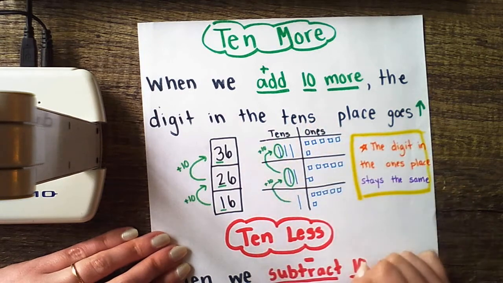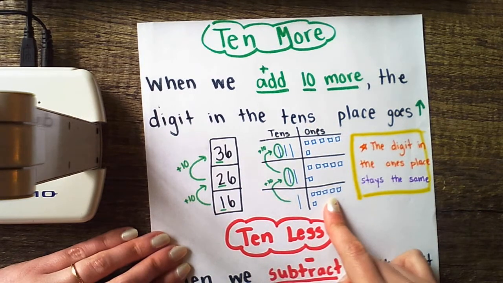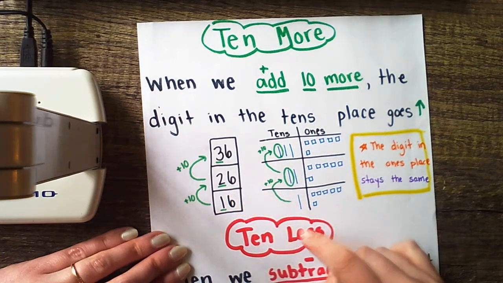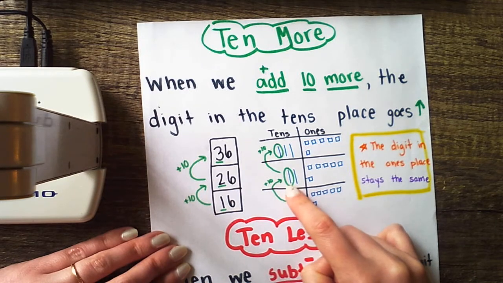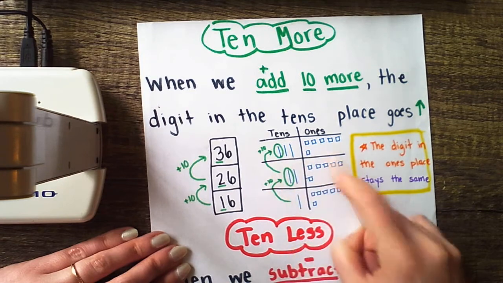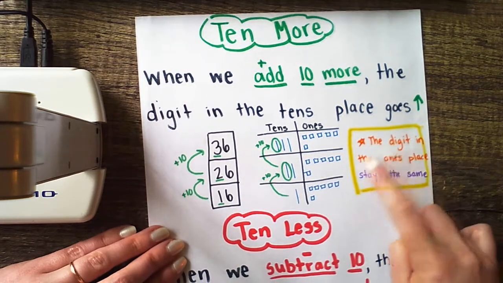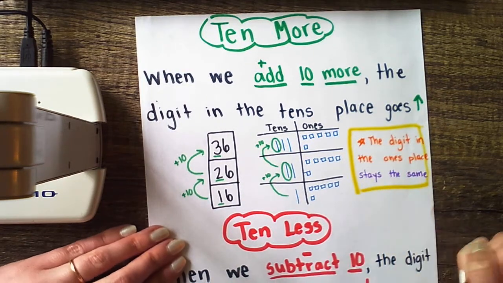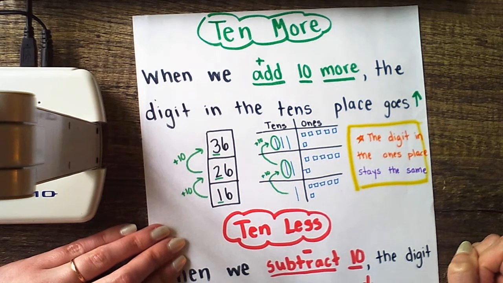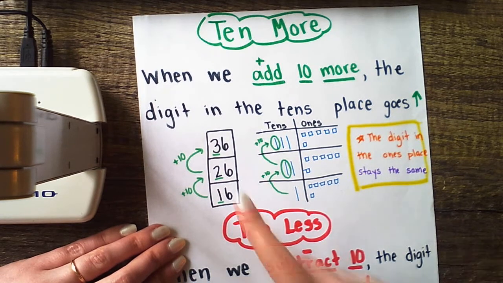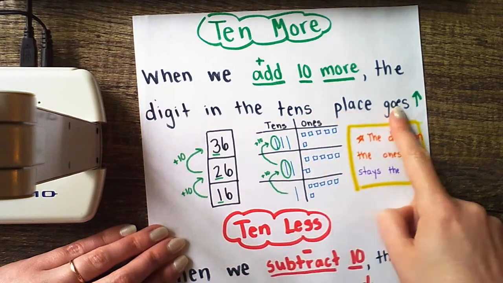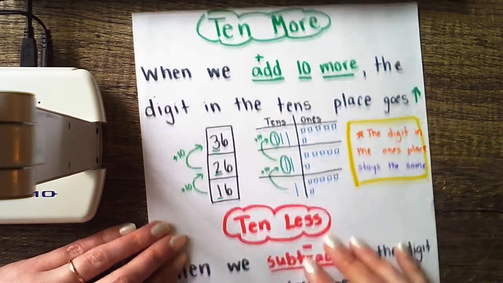Here's what it looks like in a picture. Here's 16. To get to 26, adding 10 more, I'm just adding a 10. Here's the 10 I added. If I want to add 10 more, here's my 10 I added. Now I've got 36. The digit in the ones place stays the same. You don't even have to deal with the ones place. All you're doing is increasing the digit in the tens place by 1.